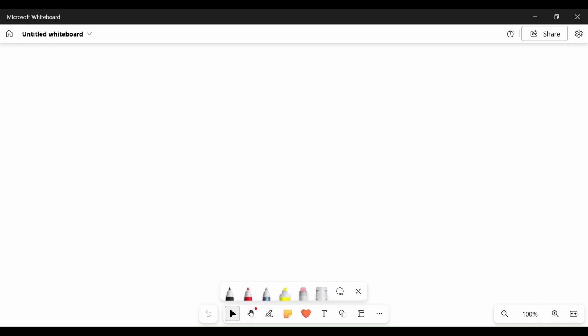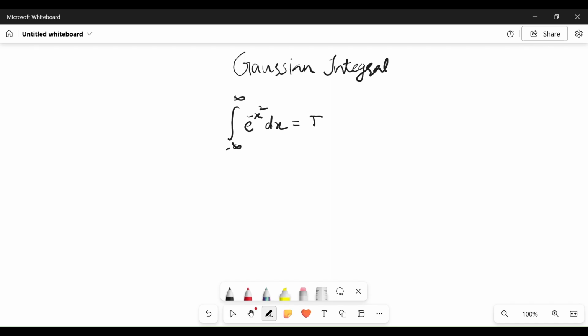So hey guys, today we are going to discuss the Gaussian integral, which is basically the integral from minus infinity to infinity of e raised to minus x square dx. So we need to find this integral. Let it be I.